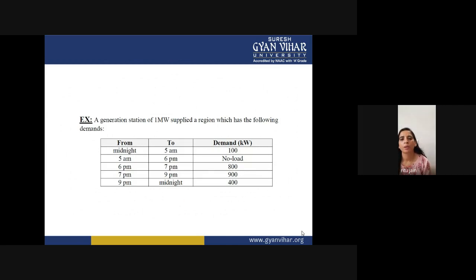In the example, a generation station of 1 megawatt supplies a region which has the following demands. From midnight to 5 a.m., and 5 a.m. to 6 p.m., it is no load requirement. 6 p.m. to 7 p.m., it is 800 kilowatt load requirement. 7 p.m. to 9 p.m., it requires 900 kilowatt. 9 p.m. to midnight, it requires 400 kilowatt.